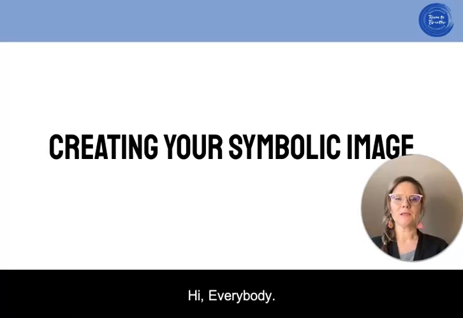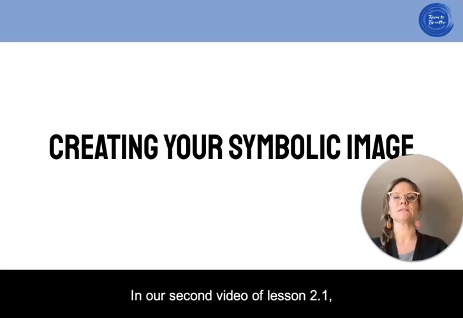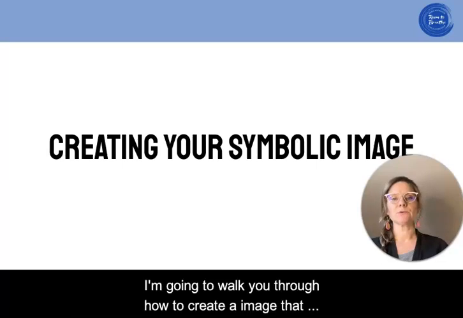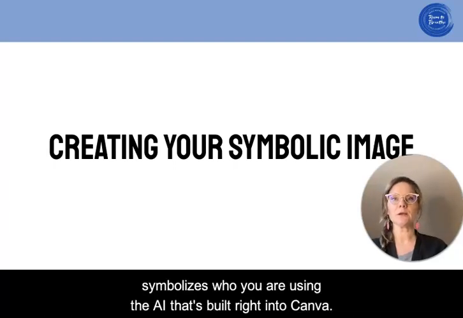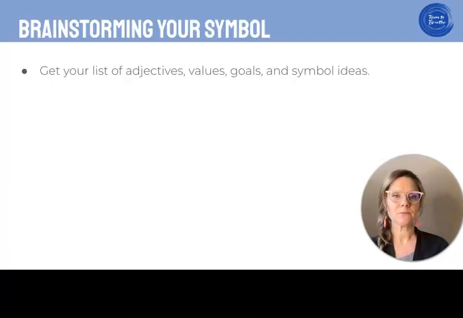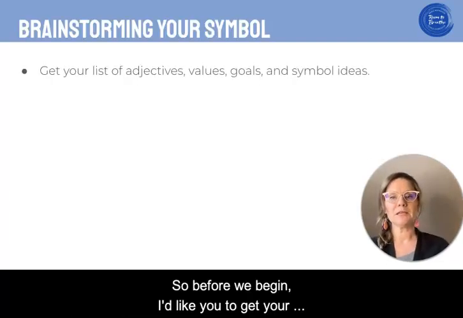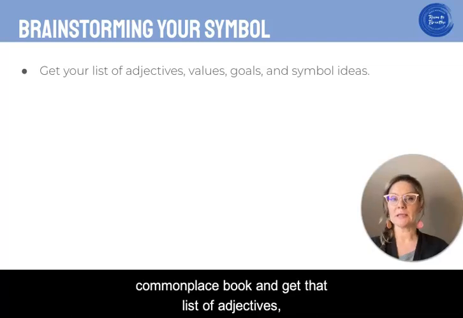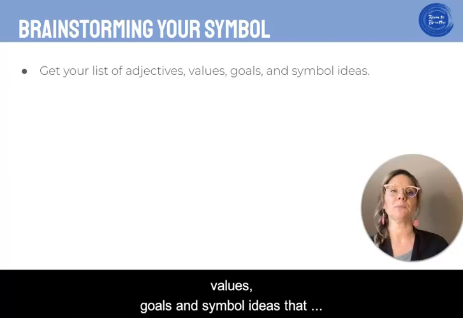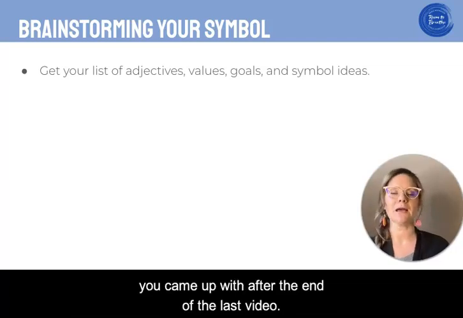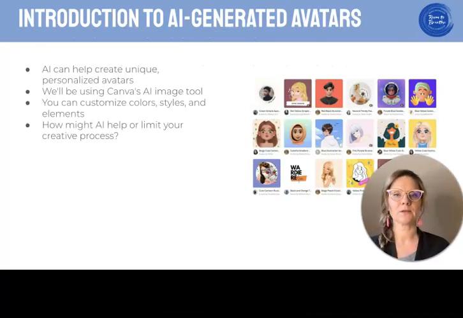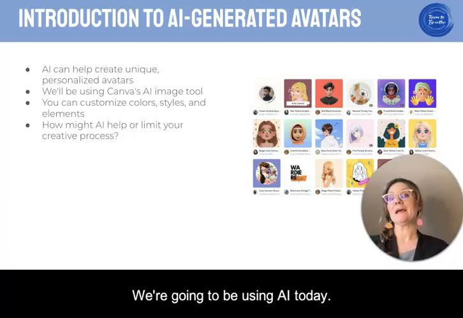Hi everybody. In our second video of lesson 2.1, I'm going to walk you through how to create an image that symbolizes who you are using the AI that's built right into Canva. So before we begin, I'd like you to get your commonplace book and get that list of adjectives, values, goals, and symbol ideas that you came up with after the end of the last video. We're going to be using AI today.